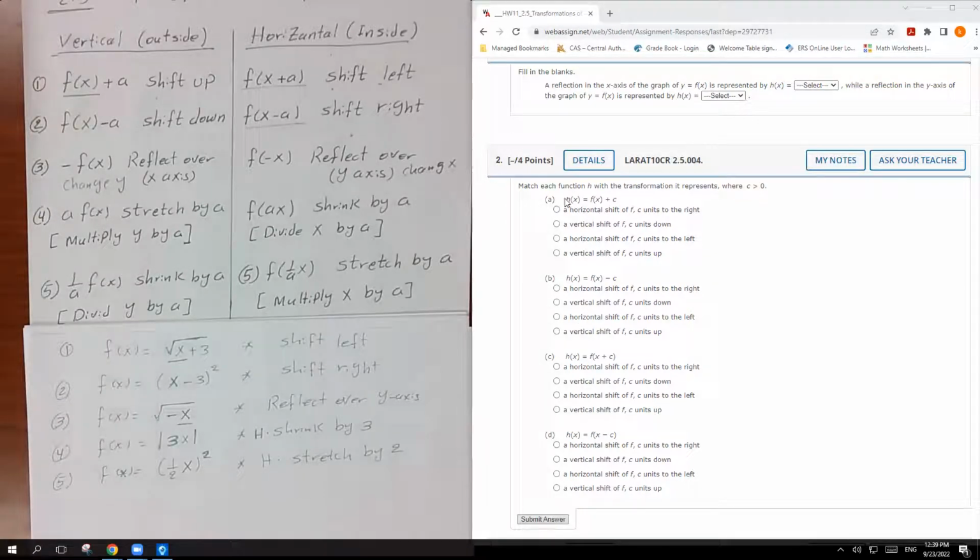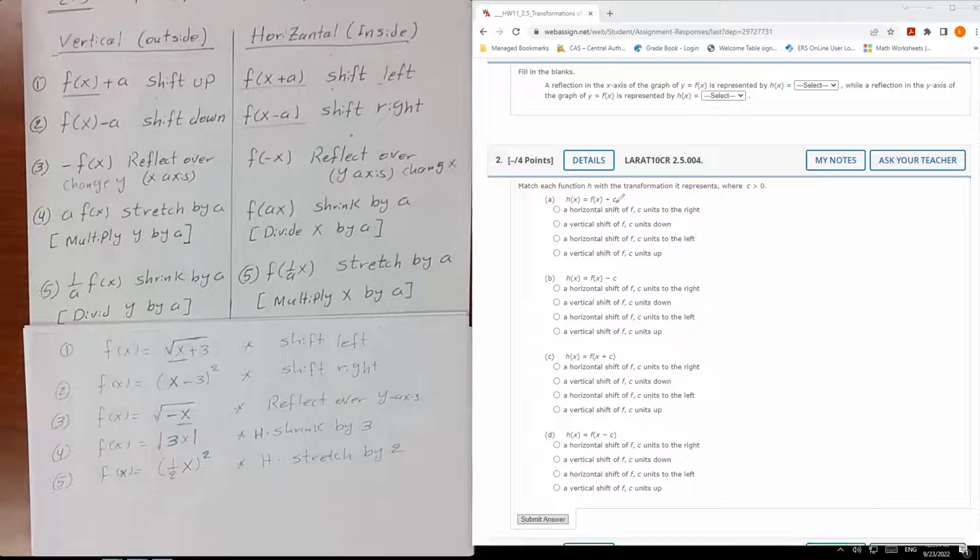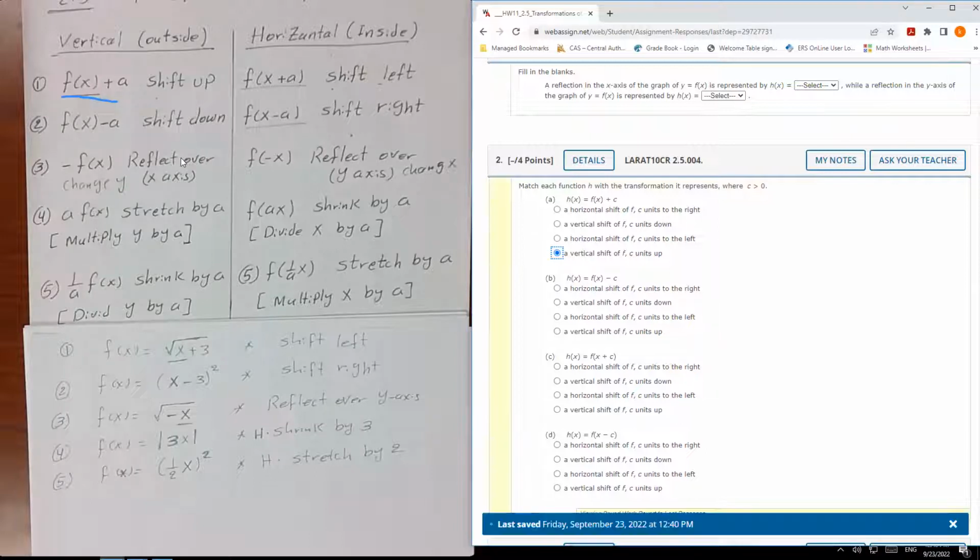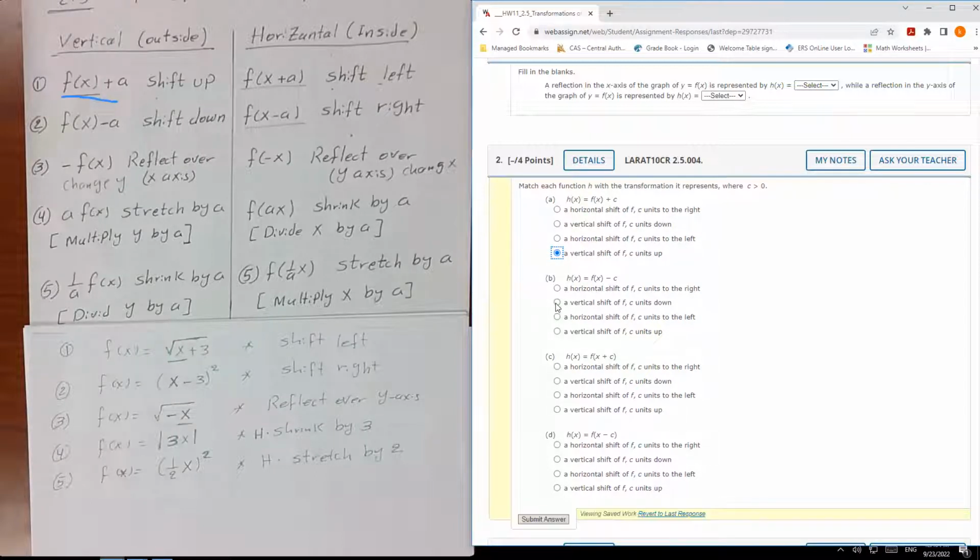So here on this one, you have match each function h with the transformation. So let's check that. H of x equal f of x, which is the basic function, plus c. If it's a plus c, that means we have outside technique because the number is outside. So it's similar to this one. That means we're going to choose it's shifted up. So it's going to be a vertical shift of f c units up. Let's check the second one. H of x equal f of x minus c. So it's going to be shift down. So it's going to be vertical shift c units down.